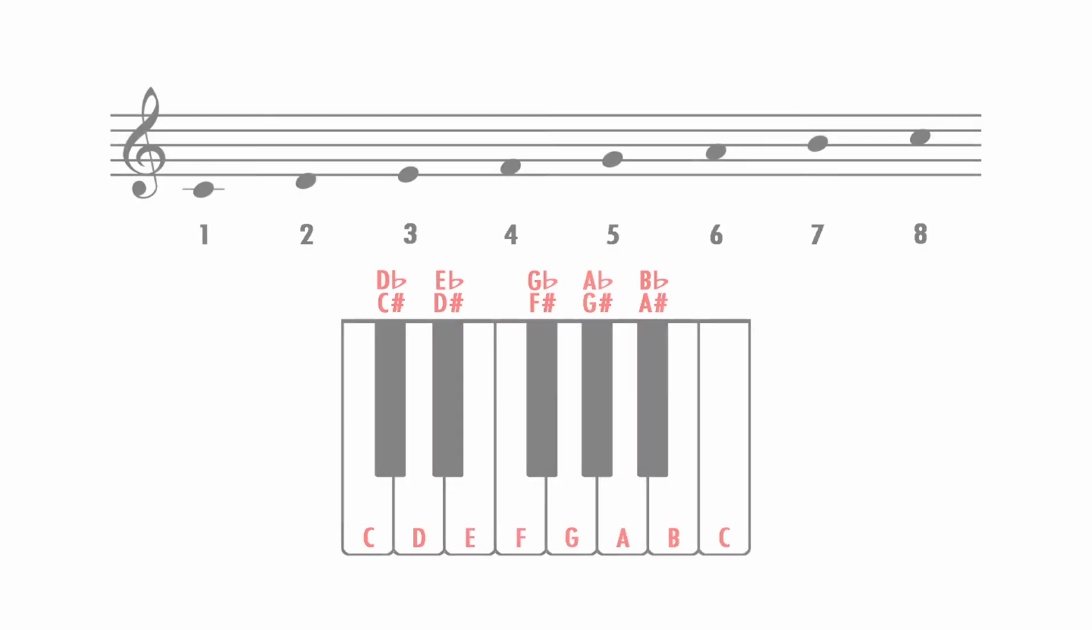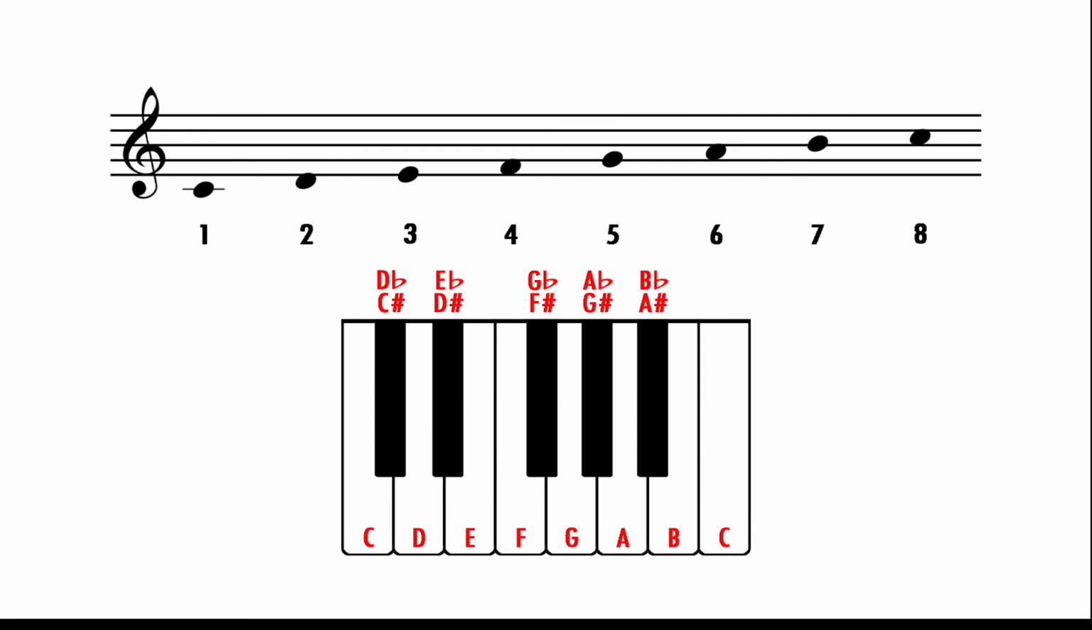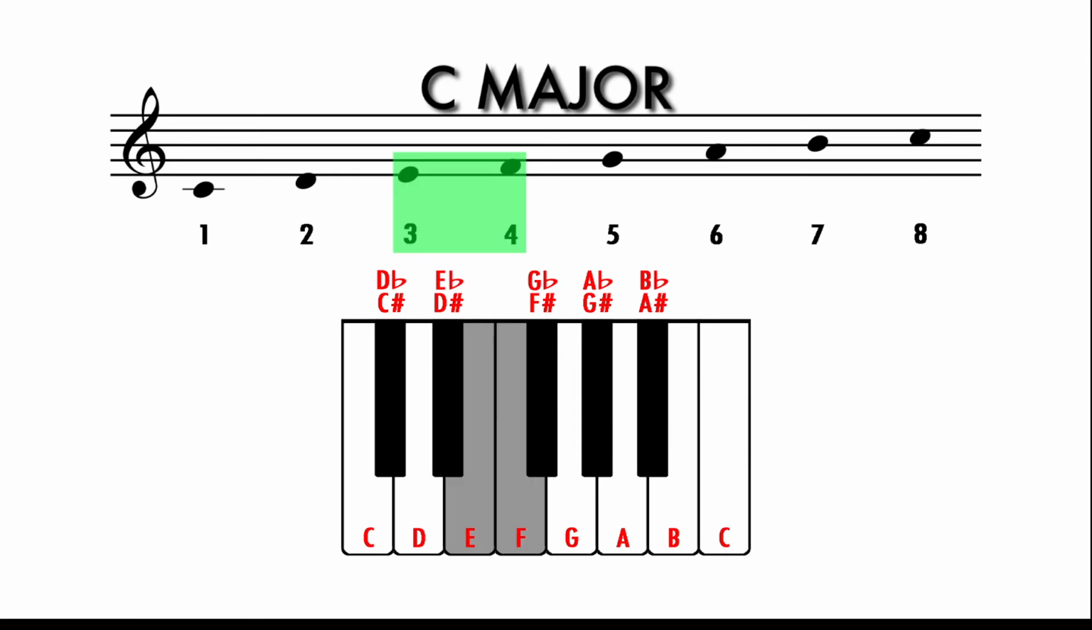A scale is defined by the relationship of half and whole steps between the notes. The most common scale we use in our music is the major scale. In a major scale, note 3 and 4, as well as 7 and 8, are a semitone or half step apart. All the other notes are a whole step apart.